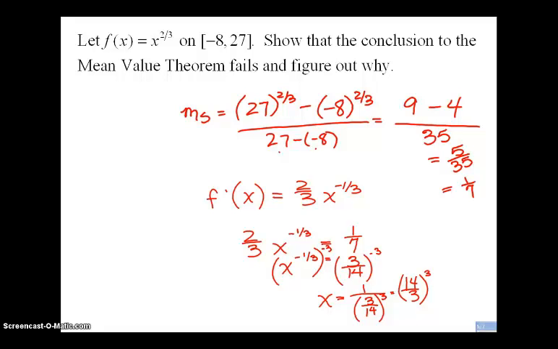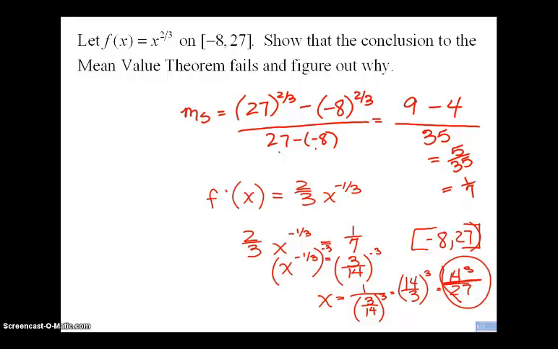That's going to be a pretty big number. That's 14 cubed over 27. Frankly, I think that's going to be bigger than 27. I'm almost guaranteed that's going to be bigger than 27. Sorry, I'm thinking here. My hand's not keeping up with my brain, or vice versa. This is outside of the interval. So the mean value theorem doesn't hold, and it says show the conclusion fails and figure out why.